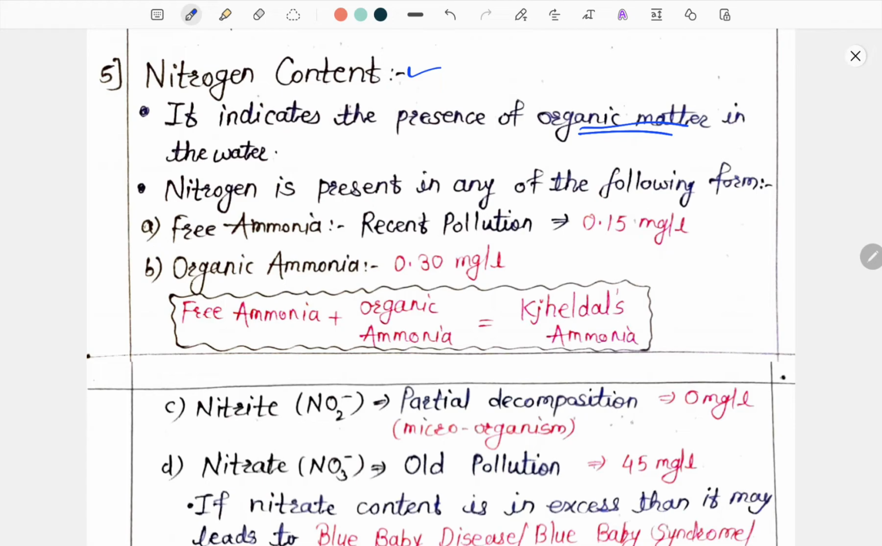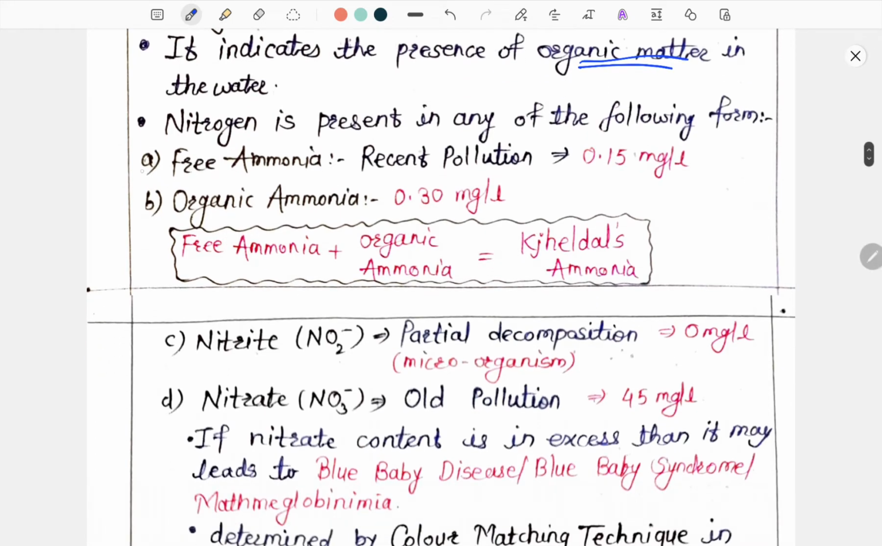So here, nitrogen is present in any of the following forms. It will be in the form of free ammonia, organic ammonia, nitrite, or nitrate. Free ammonia indicates recent pollution, and it is 0.15 mg per liter. Then organic ammonia, its value is 0.30 mg per liter.